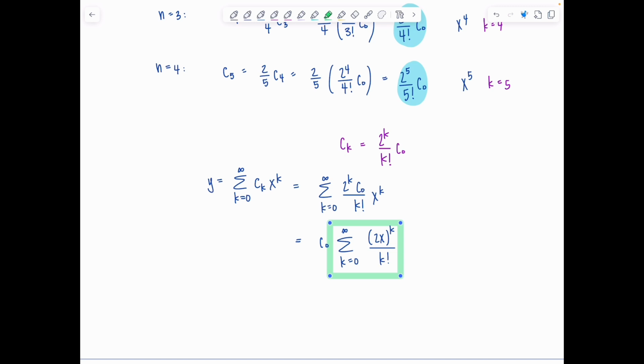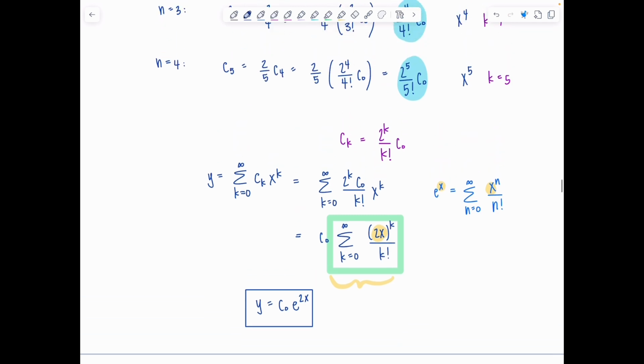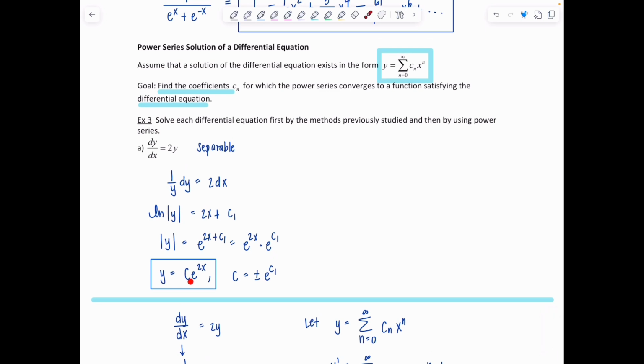Okay, do I need to remind you? That's all right. We just started reviewing power series. E to the x is the sum n equals 0 to infinity x to the n over n factorial. But instead of e to the x, we have e to the 2x. That's what all of this is. So y equals c naught e to the 2x. Check from before when we solved it as separable. What did we have? Scroll, scroll, scroll. Same thing. C naught, c, don't matter. E to the 2x. Boom.